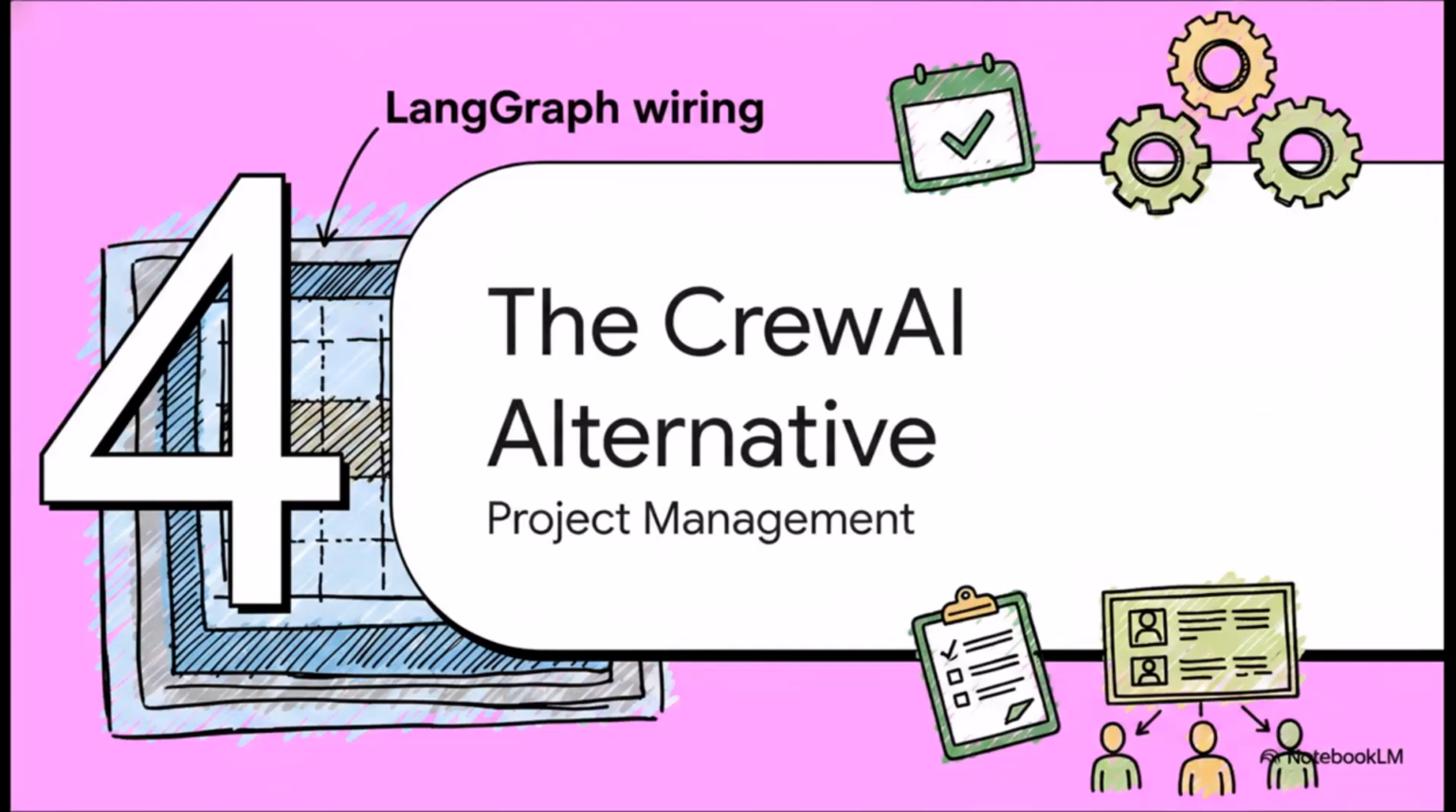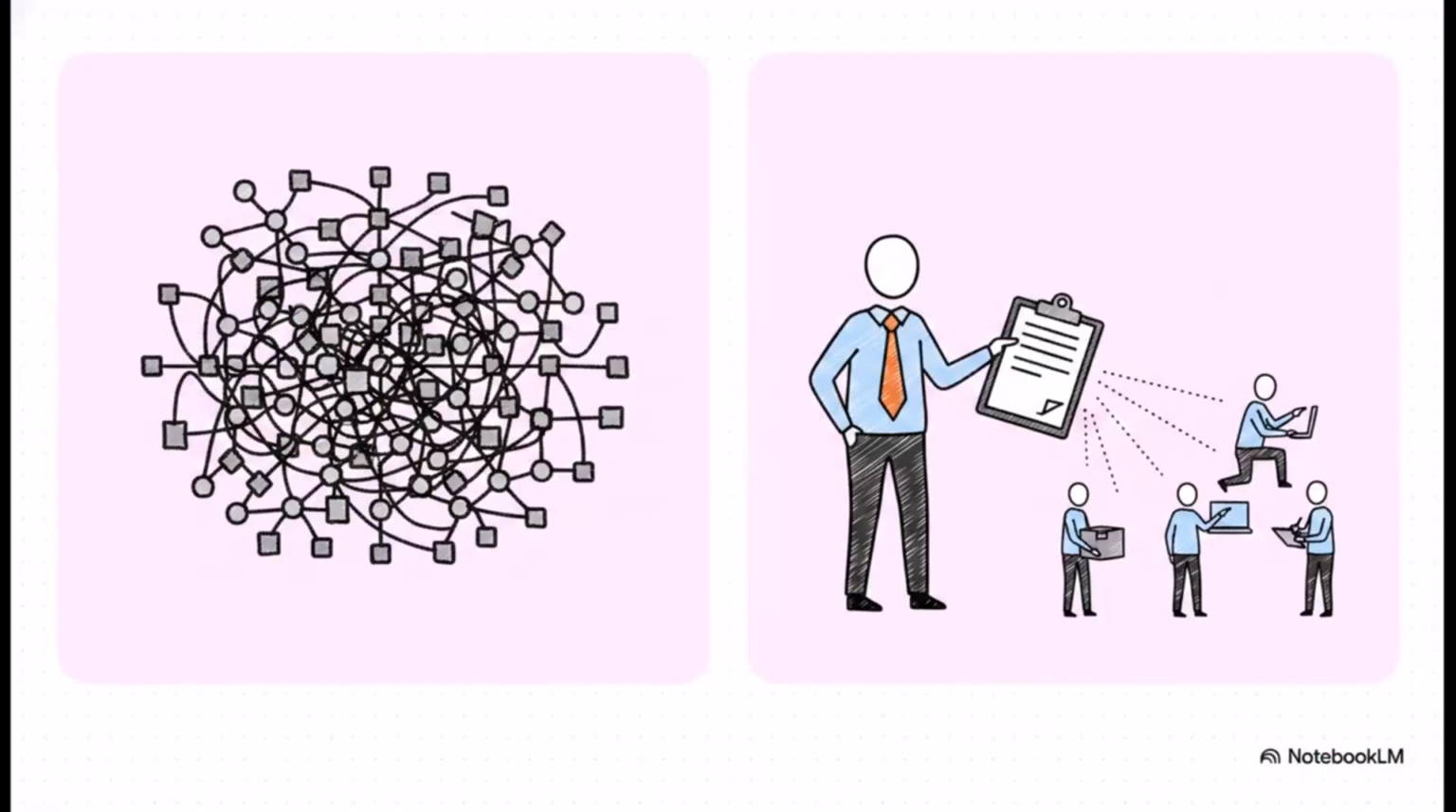Section 4. The Crew AI Alternative. Project Management. Now, what's really interesting about this is the contrast in abstraction. We've talked a lot about LangGraph, but Crew AI is a distinct framework that trades all that low-level graph wiring for a much higher-level project management approach. LangGraph uses low-level explicit graph wiring, managing nodes, state, explicit typed dicts, and reducers. It gives you ultimate control.